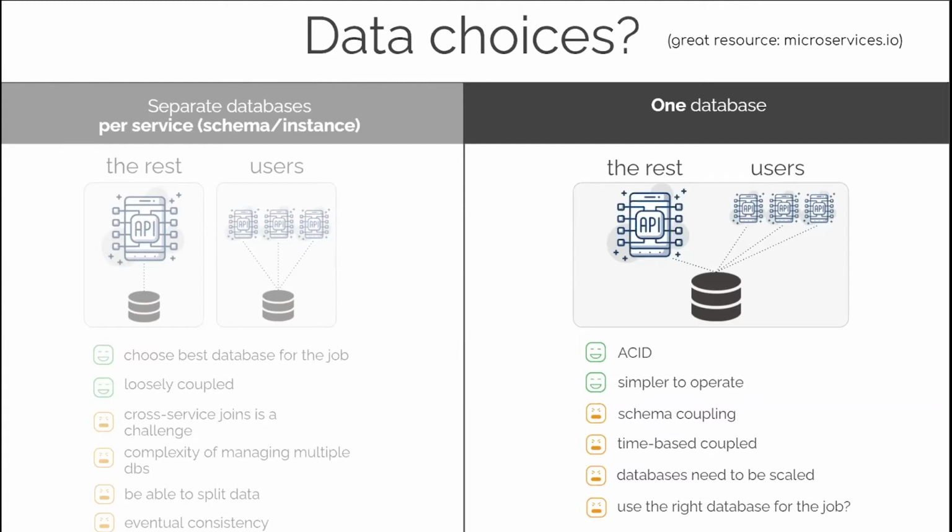We could hook all services on one database. In that case, it would be ACID. So whatever transaction we do, it's the one database. So we could actually benefit from the ACID properties of the database. It would be simpler to operate, but it introduces a lot of bad things as well. Schema coupling, time-based coupling, a lot of other coupling that I didn't mention here. And you might say, okay, databases need to be scaled now. And can I still use the right database for the job?